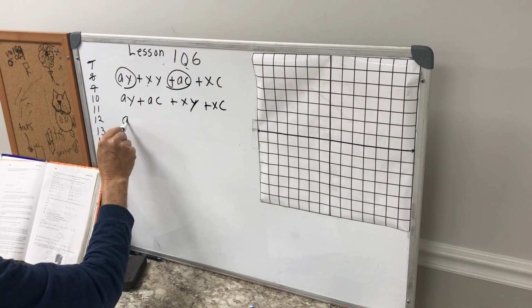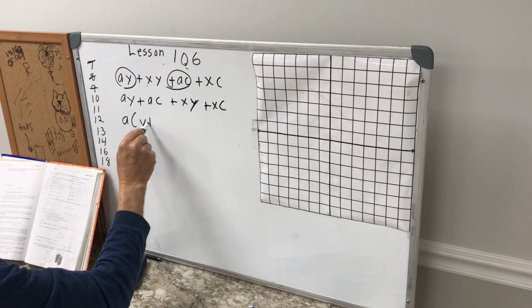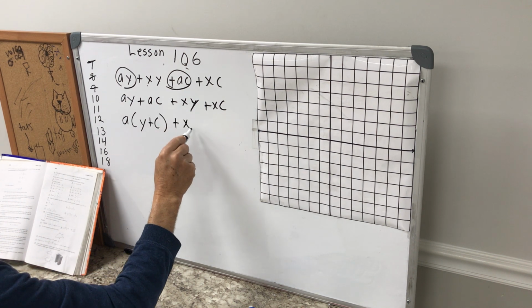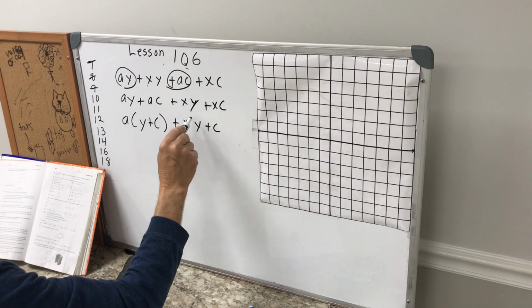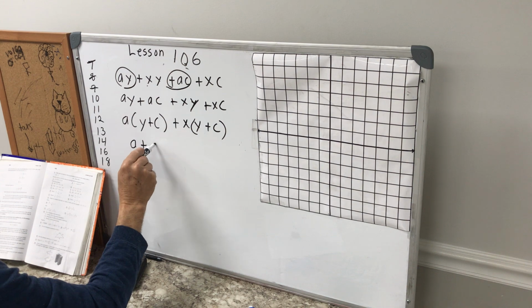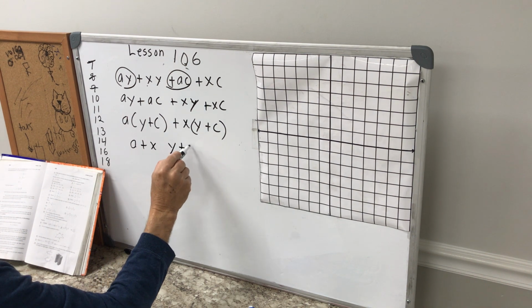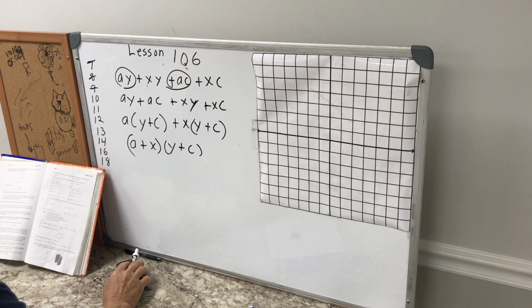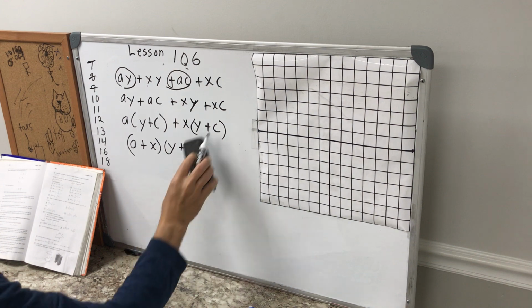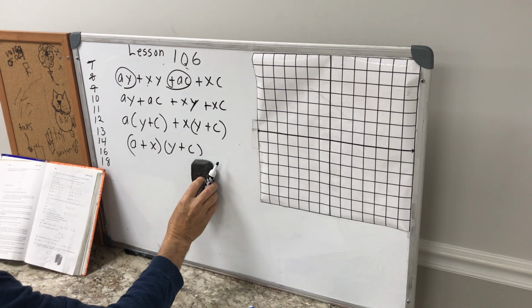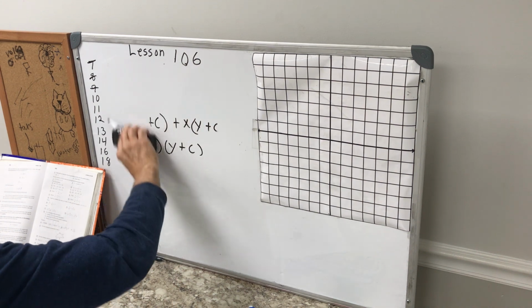We'll take an A out of here, and then I have a Y plus C left. I'll take an X out of here, and I have a Y plus C. Did we do well? A plus X and Y plus C. Again, you have to think with me. These are not easy, but it's meant to tickle your brain and strengthen your brain in processing all these numbers, variables. Okay, that was number 10.